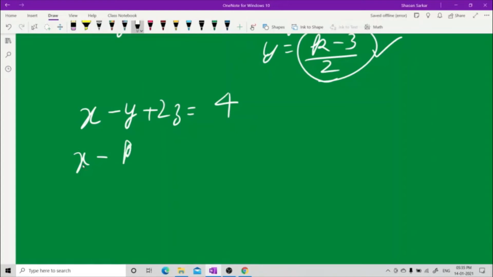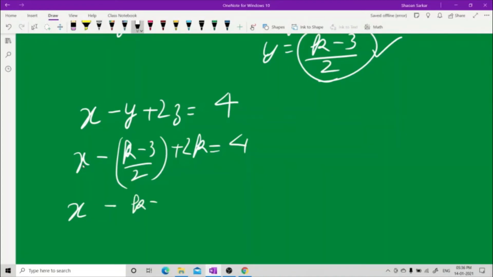Y is (k minus 3) by 2, z is k, and this is 4. Take the LCM. So x will be c minus k minus 3 plus k minus 3 plus 4k equal to 8. Take all of them on the other side.